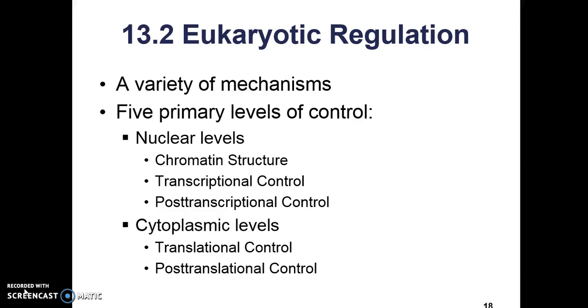So nuclear levels pertain to the nucleus, okay? Chromatin structure deals with the chromosome packing, and that is all dealing with genes being turned on, all right? Transcriptional control is going to be helping make the mRNA. Post-transcriptional control is when we process or shorten the mRNA. Now, cytoplasmic levels are pertaining to the cytoplasm. So, translational controls when translation occurs. And then post-translational control occurs after protein synthesis.